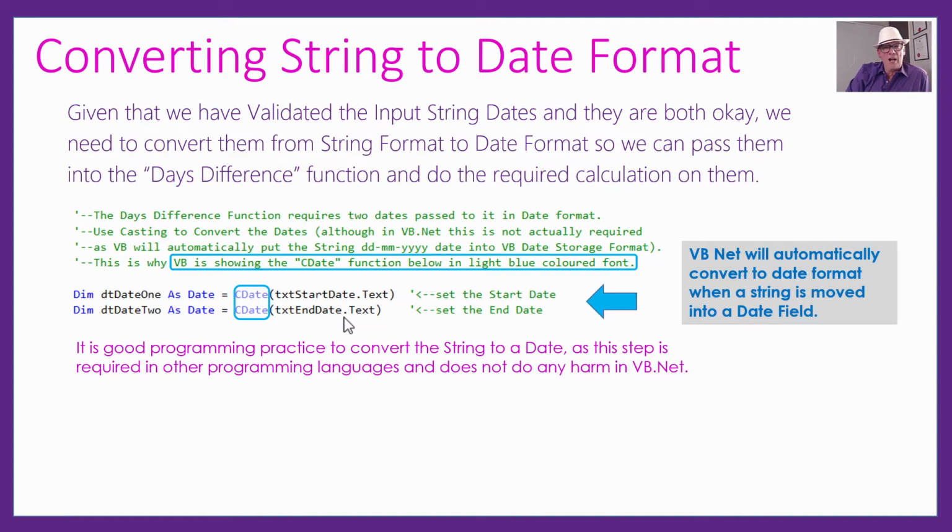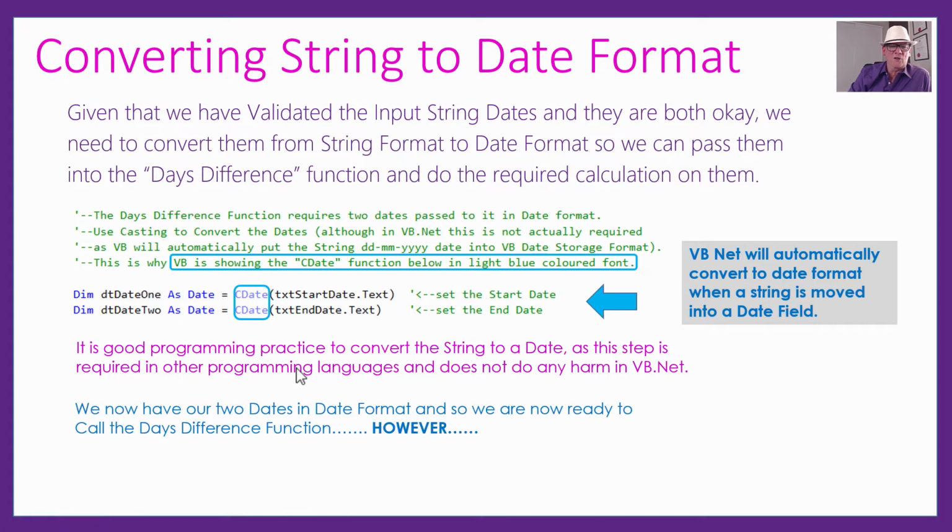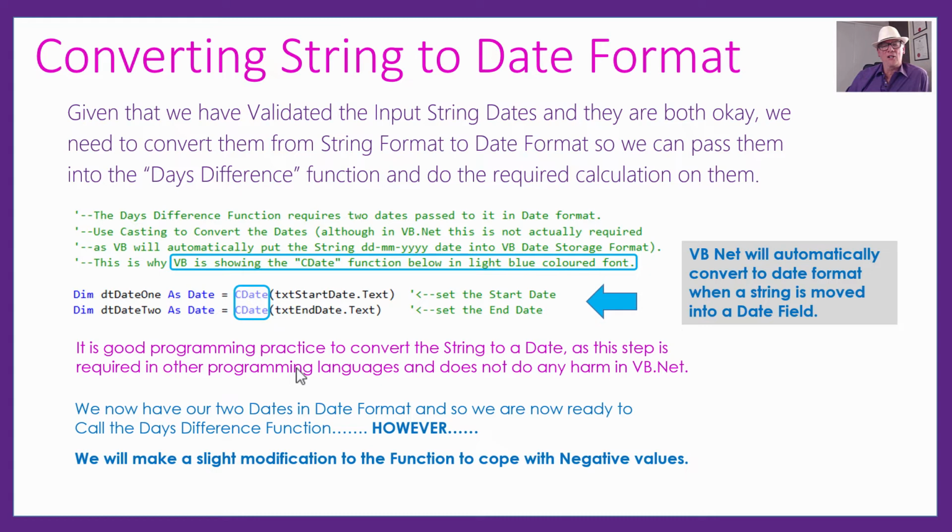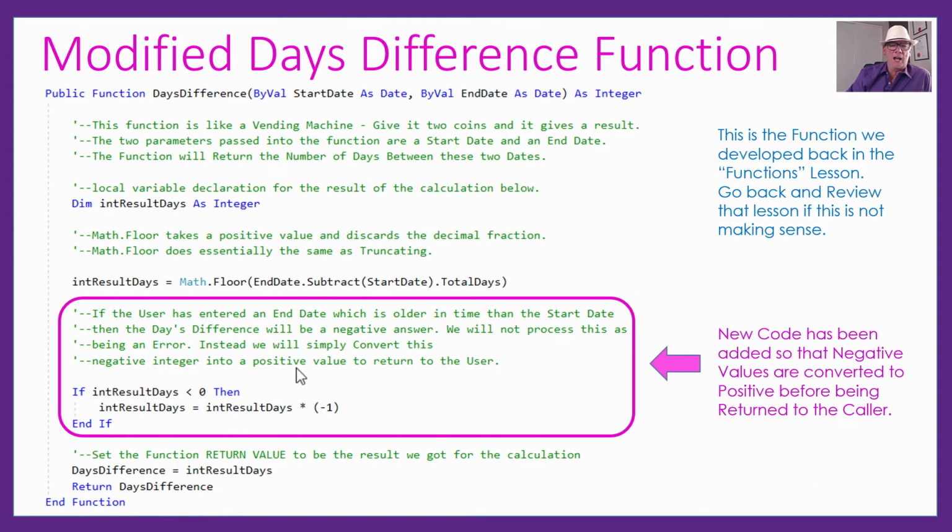But look, in other languages, you might have to do the conversion, and it certainly doesn't hurt to have it in this program code. It doesn't do any harm. It just sits there, and Visual Basic just puts it in light blue saying, by the way, I'm not actually going to use this because I've got my own little built-in function already that's going to do it. So yeah, we're going to pretty much use that day's difference function we just showed you. However, and there's always a however, we had to have a however in this video, we're going to make a slight modification to the function just so it copes all right with negative values, okay? And we'll show you that here.